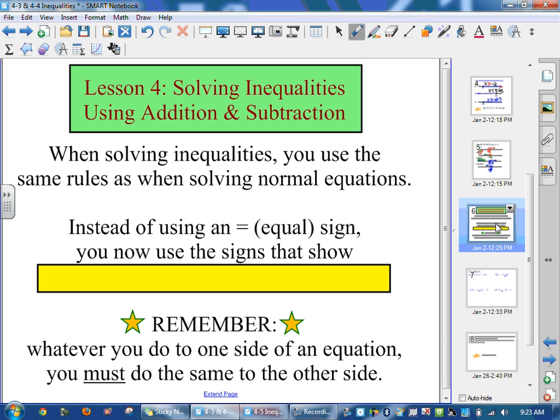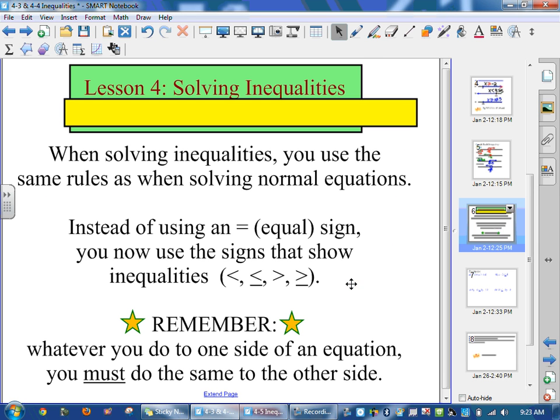We pretend there's an equal sign in there, and we solve it normally. And at the very last step is where we go back and we put that inequality sign in. Okay? Let's take a look at what this is telling us. So it says you use the same rules when solving normal equations. Absolutely. Instead of using the equal sign, you now use the signs that show us the inequalities. The less than or equal to, greater than or equal to. Those are the ones that are going to be instead of the equal sign. You won't see both.